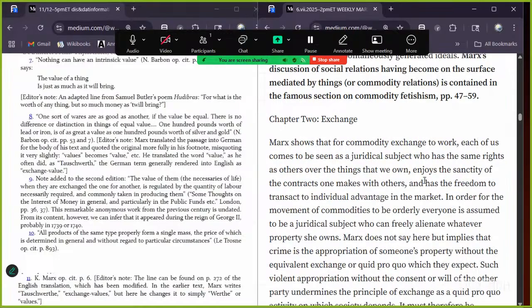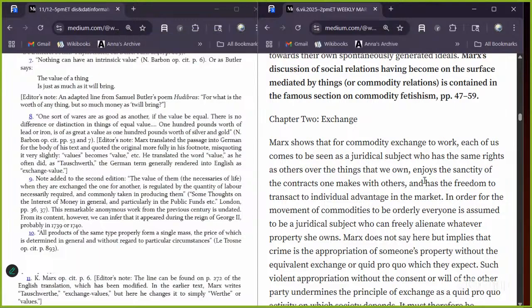Marx shows that for commodity exchange to work, each of us comes to be seen as a juridical subject who has the same rights as others over the things that we own, enjoys the sanctity of the contracts one makes with others, and has the freedom to transact to individual advantage in the market. In order for the movement of commodities to be orderly, everyone is assumed to be a juridical subject who can freely alienate whatever property she owns.